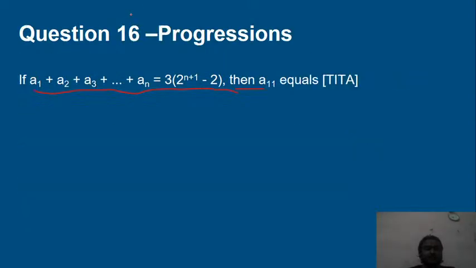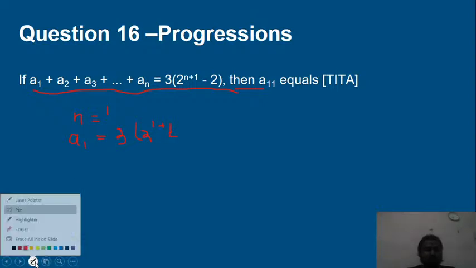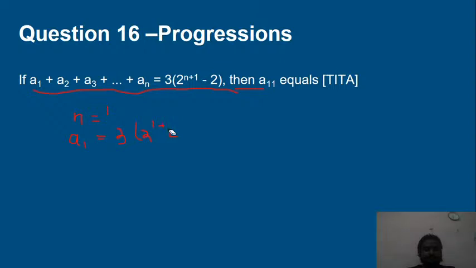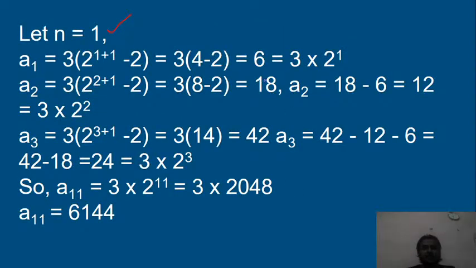I put n is equal to 1. Okay, so I solve it for you. That is n is equal to 1. So a1 क्या होगा अपना, 3 into 2 to the power, that is a1 is equal to 3 into 2 to the power 1 plus 1 minus, okay, so this becomes 2 plus 1 minus 2. So this becomes 2 square 4 minus 2 is equal to 6. So अपना a1 6 है, a1 comes at 6.